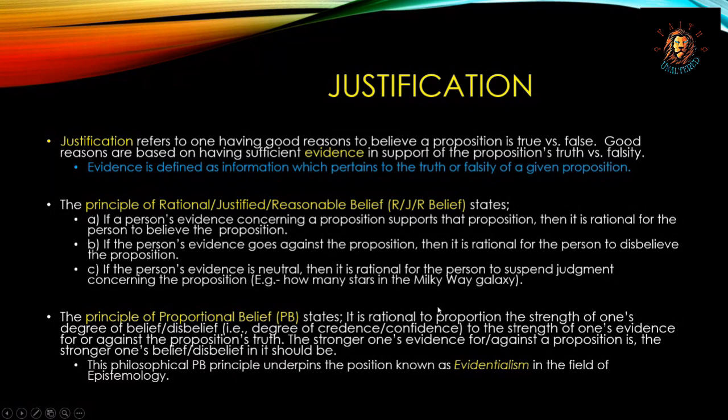So this principle of proportional belief, this is what underpins the position in epistemology known as evidentialism, right? We apportion, as David Hume said, our belief accordingly, our level of credence, according to the degree or strength of the evidence we have for or against it, right? And if it's against it, then you apportion your disbelief in accordance with the strength of the evidence against that proposition. And in epistemology, this is a position called evidentialism. And we're just going to be assuming that evidentialism is true for the sake of this course.